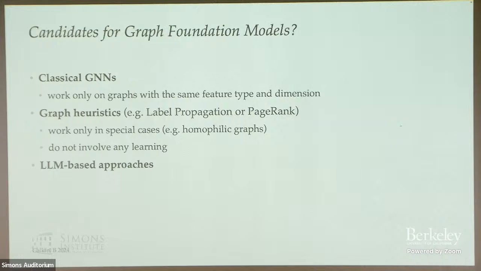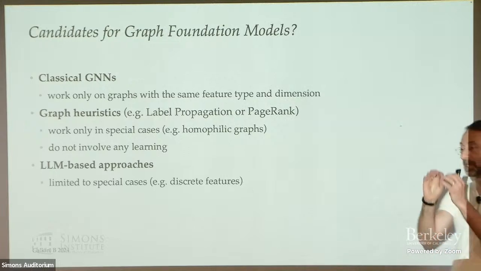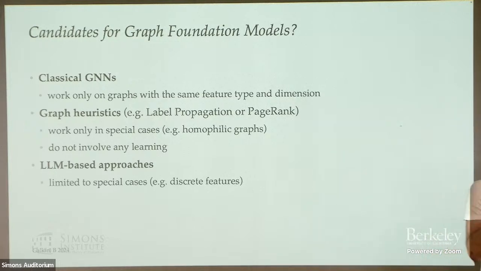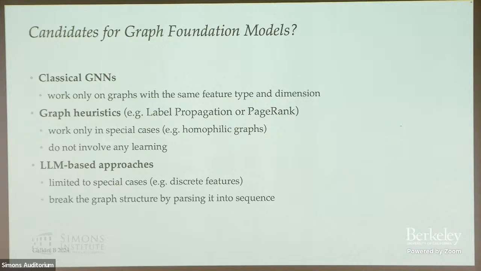We can use LLM-based approaches. LLMs are very powerful, so let's parse a graph into something that looks like a sequence in language. But it's limited to cases where features are discrete or you need to discretize them. They also break the graph structure by parsing it into a sequence, and many important properties are lost. It's also not clear whether they're scalable. Can you, for example, parse into a string a graph that has a billion nodes? Probably not. We have not tried.